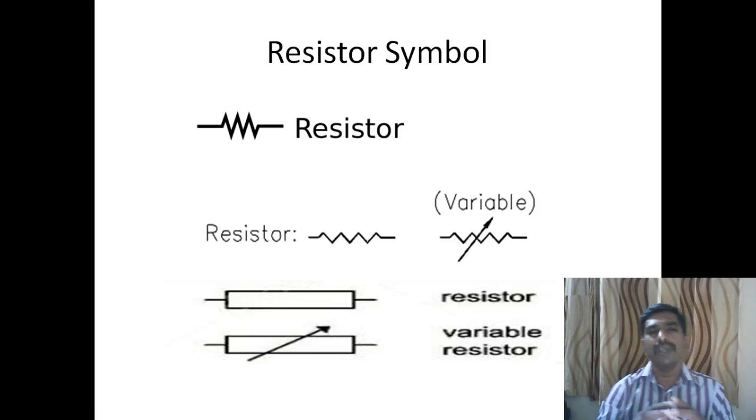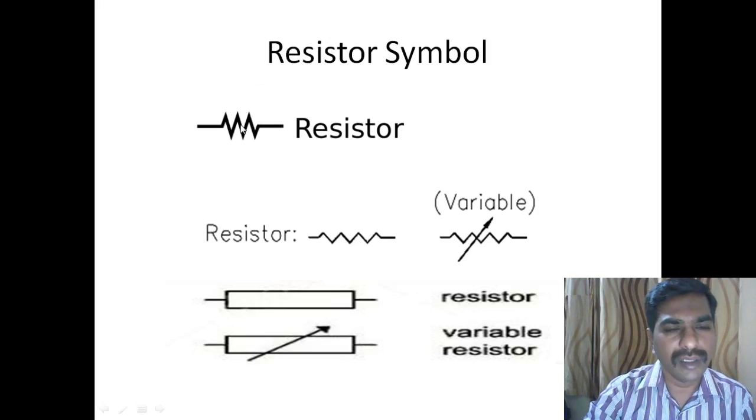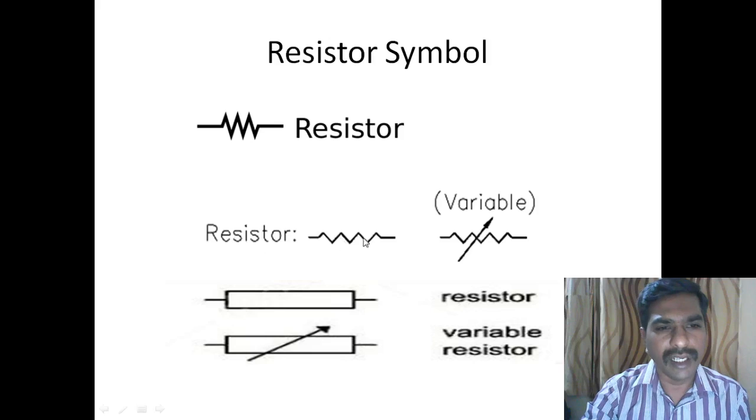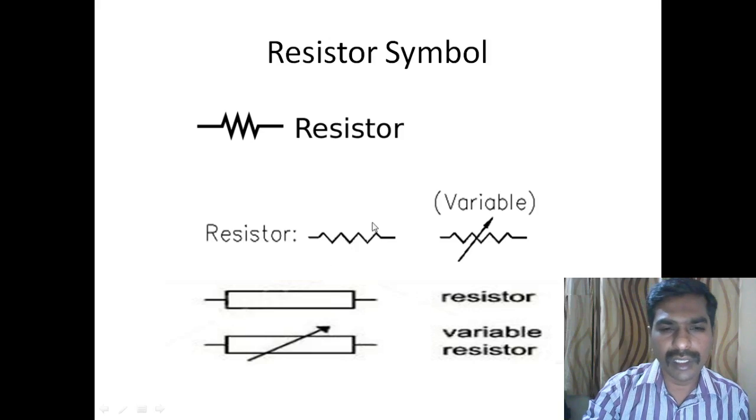And for writing in a circuit diagram, this is the symbol for a resistor. A resistor has two kinds: one is with an arrow mark, and one is without an arrow mark. This is the one without an arrow mark.